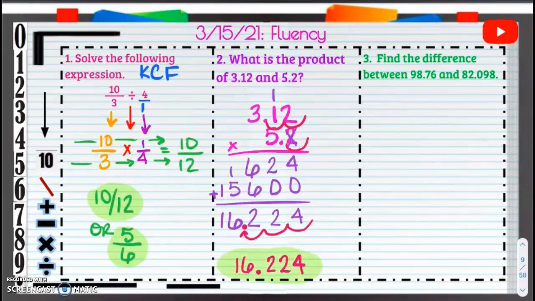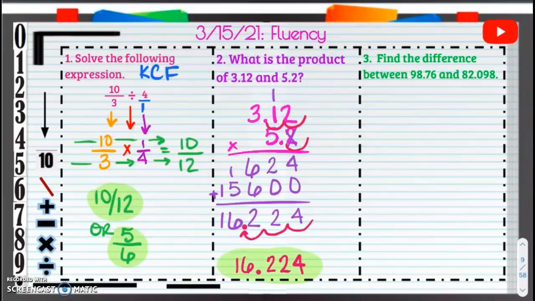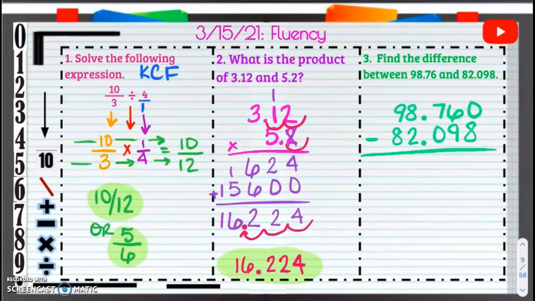All right, last one. We're going to find the difference. Oh, yay. Difference is going to mean subtracting. Remember, we do have to line up our decimals. And 82,098. I can put a placeholder 0 there. And let's begin subtracting. 0 minus 8 we cannot do, so the 6 becomes a 5.